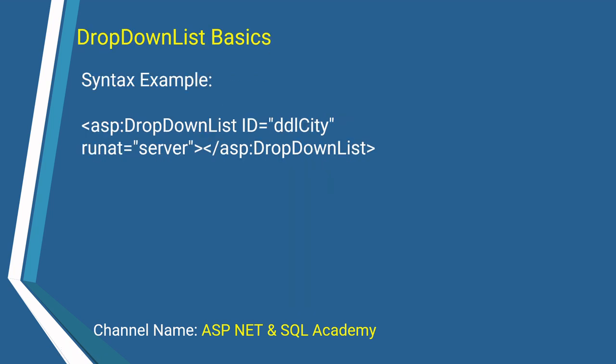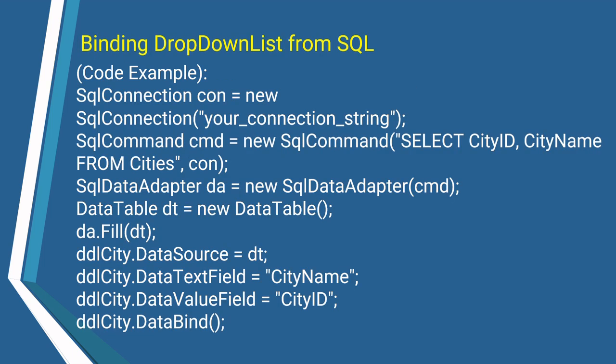The drop-down list control shows a single selectable list. You can fill it with static items or bind it from a database. This code binds your drop-down list with a SQL table. Each city name appears in the list and the value is stored using the city ID.